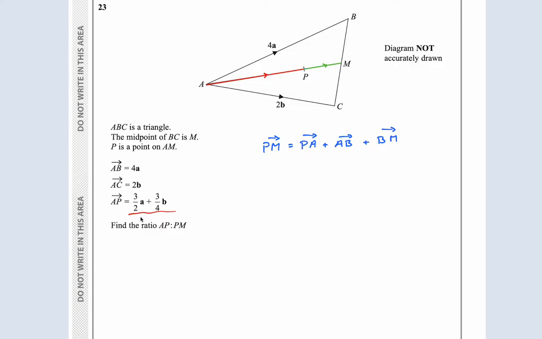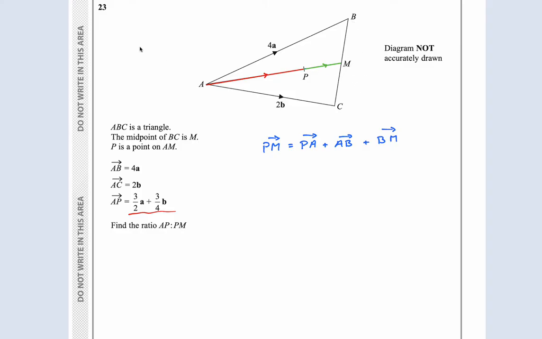PA because it's just negative this. It's negative AP. So I can write PA, that's not a problem. AB I have, that's not a problem. But BM I don't have. But I can find it. How can I find BM?